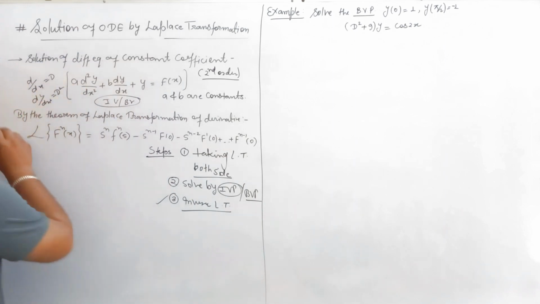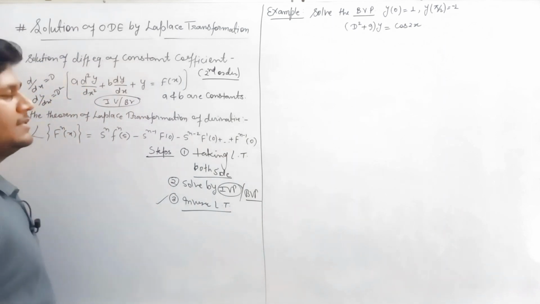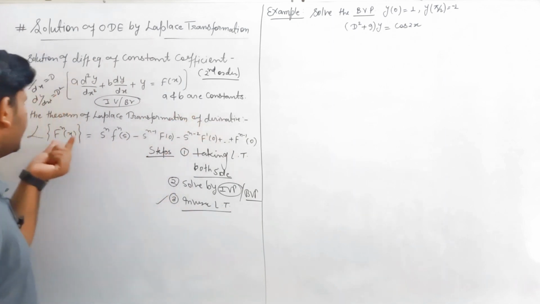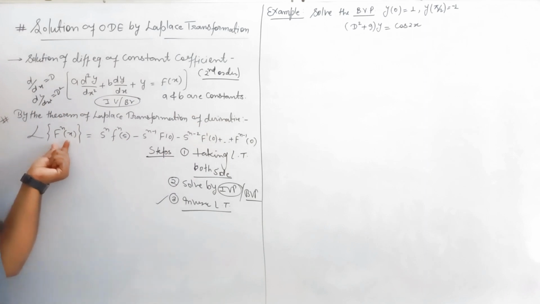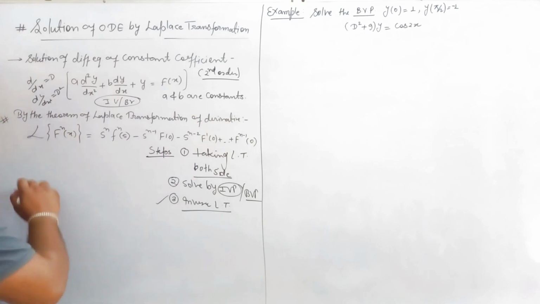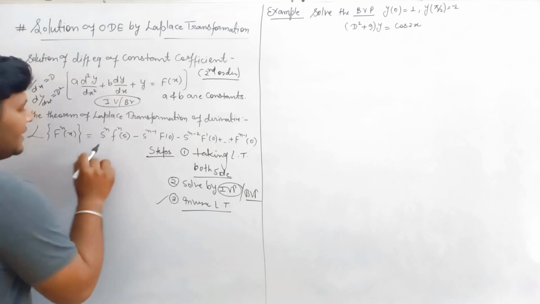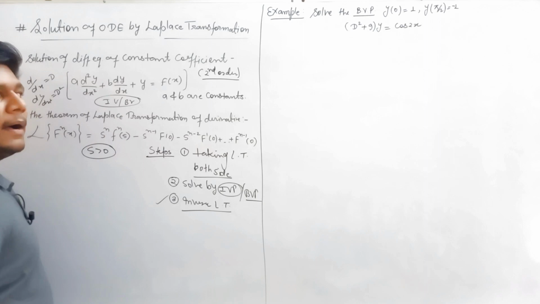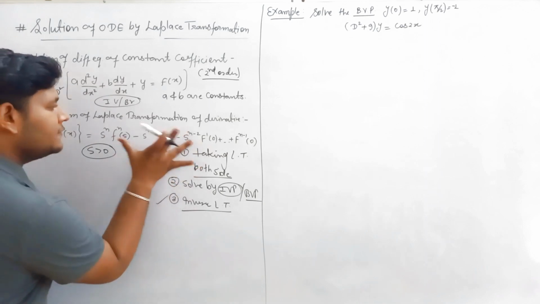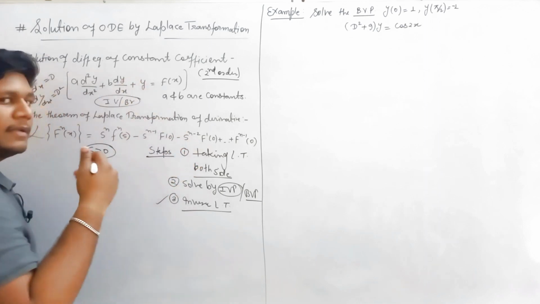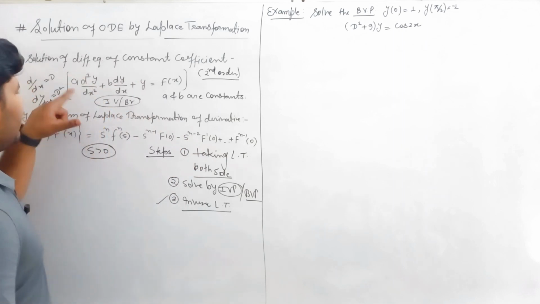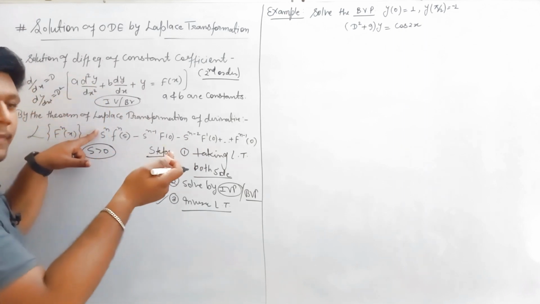Now there is a theorem which we will use in this concept: the Laplace transform of a derivative function. If a function is n times differentiable, and f^n(x) is the nth derivative, then the Laplace transform of this is s to the power n, where s is a parameter, you can say s greater than 0. This is the general form, and we will use it here for only two derivatives. Now s power n f(s).